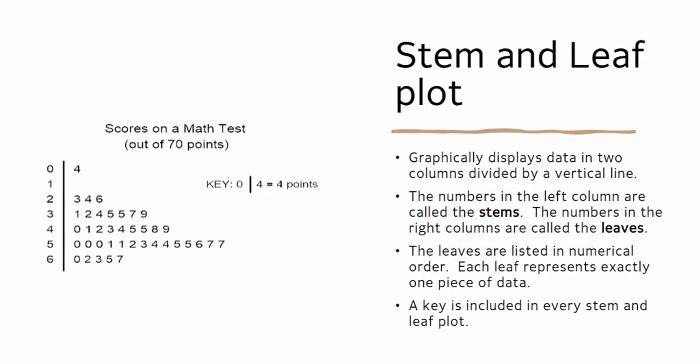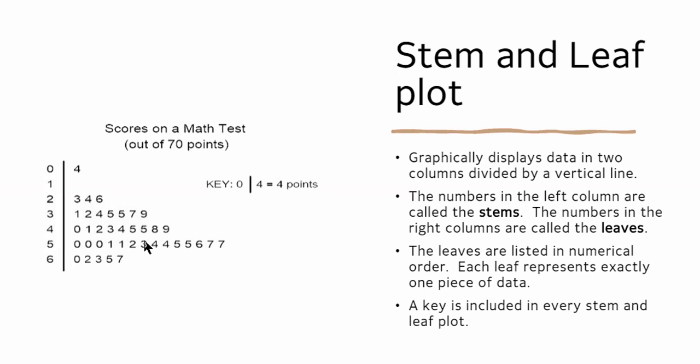All right. So now let's switch gears a little bit and talk about what's called a stem and leaf plot. So a stem and leaf plot looks like this thing right here. Again, we're graphically displaying data, and you're going to notice this big line down the center here. The numbers in the left column are what we call the stems. And then all these numbers in the right-hand columns are called the leaves.